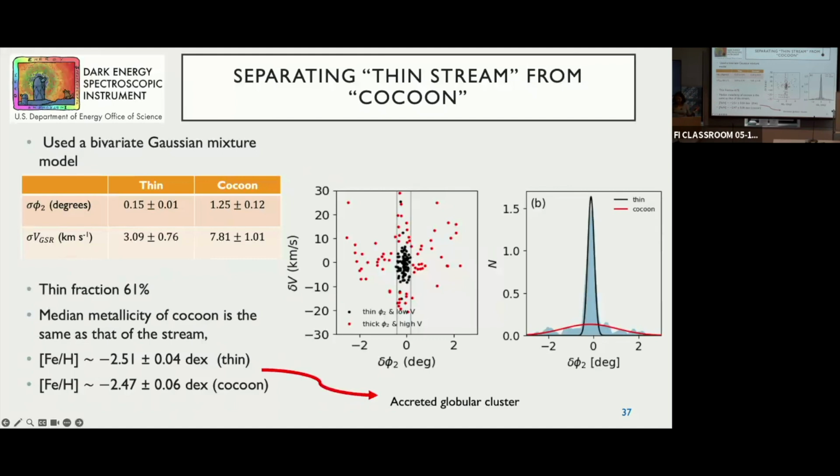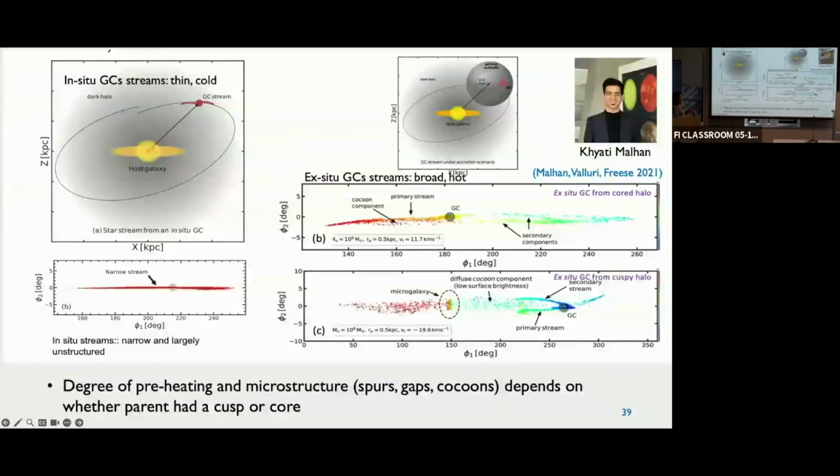I didn't get into great detail, but one of the things that Khyati Malhan also looked at was ways in which you might produce this cocoon structure. And there are many ideas in the literature, and our paper is quite agnostic about what produces it. So you will see 4 or 5 different ways to do it.